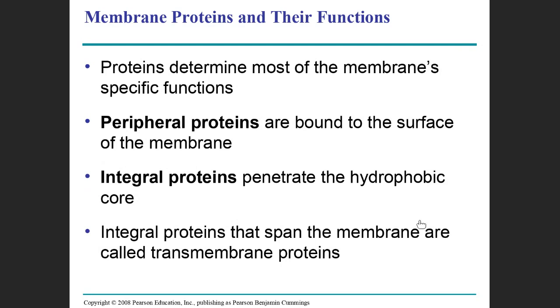So proteins determine most of the membrane-specific functions. There are peripheral proteins and integral proteins. A peripheral protein is attached to the surface of the membrane. It could be the outer surface or the inner surface. Integral membrane proteins go all through the membrane, so they penetrate the entire membrane. Integral proteins that span the membrane are called transmembrane proteins.